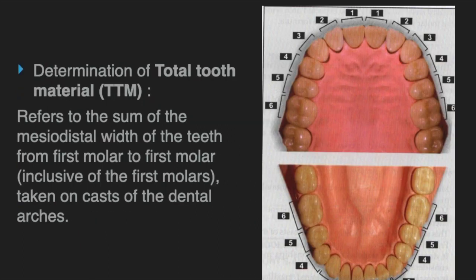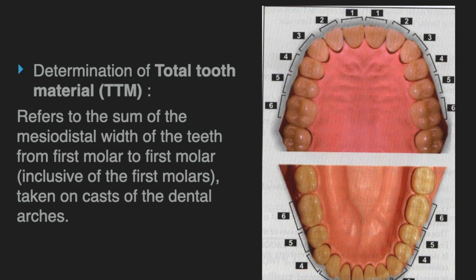Coming to the Ashley Howe's analysis, Howe considered tooth crowding to be due to the deficiency in arch width rather than arch length. He found a relationship between the total width of the mesiodistal diameters of teeth anterior to the second permanent molars and the width of the dental arch in the first premolar region.